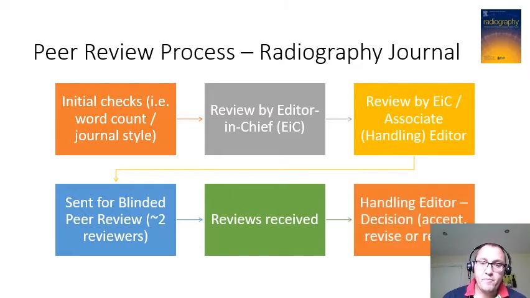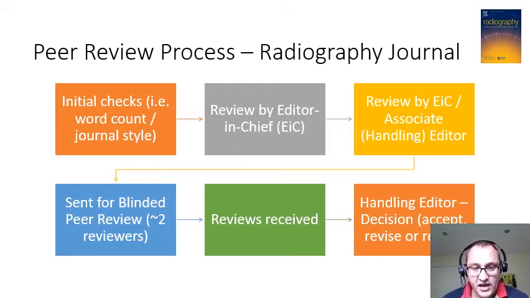The editor will then pick up these reviews, they will look at the submission, and then they will make one of three decisions. It will be either accepting the manuscript with no changes, which very rarely happens. It will be to revise the manuscript in order to improve things, or to reject. Now this will be based on the editor's experience but also from the reviews received, and a revision will be requested based on the guidance of the reviewers.